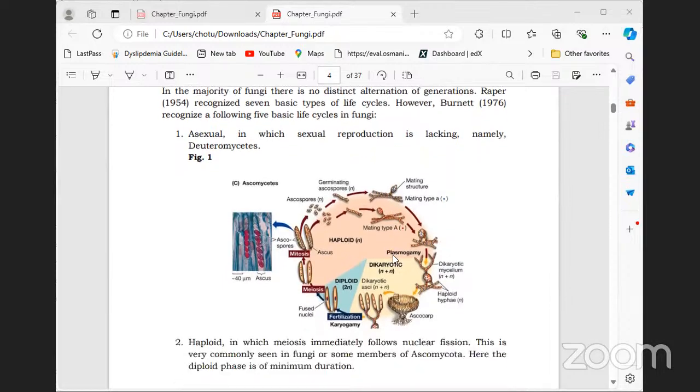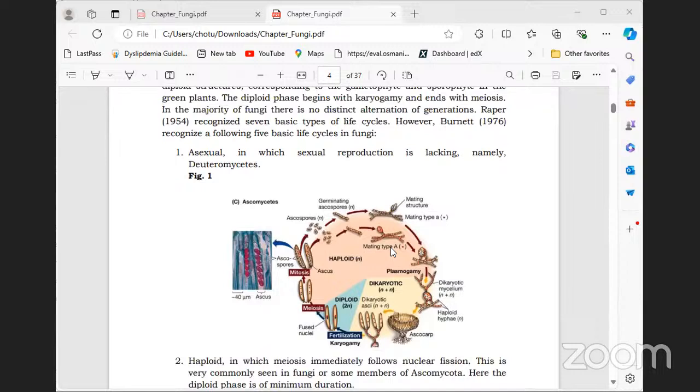In the majority of fungi, there is no distinct alternation of generation. Very, very important. In algae, you can observe many alternations of generations. But in fungi, about 90 to 99% of the group, there is no distinct alternation of generation.